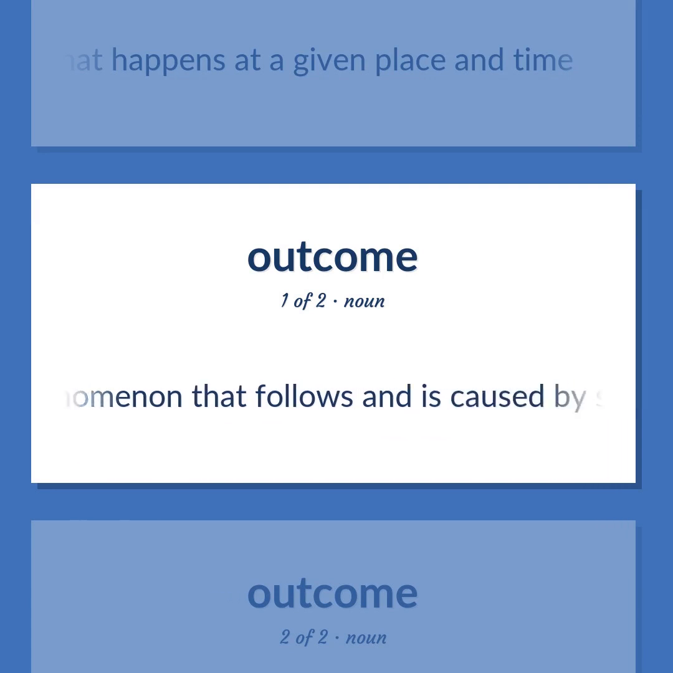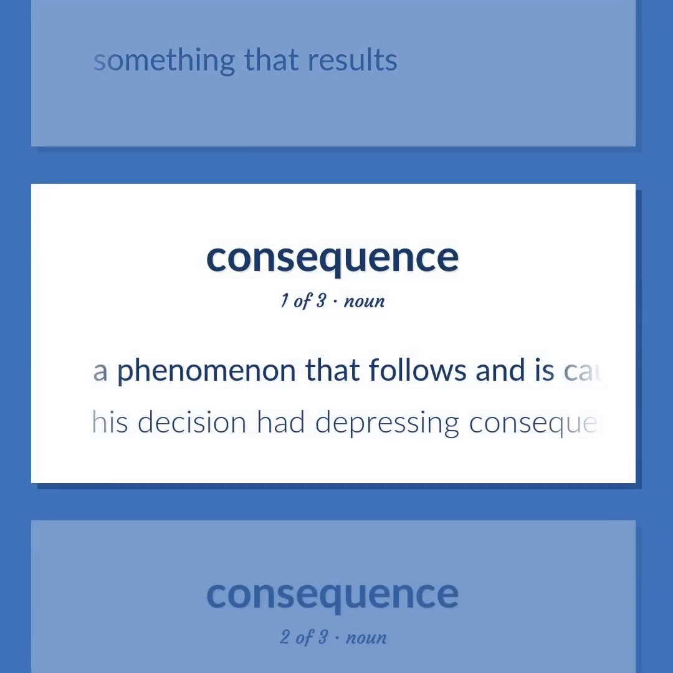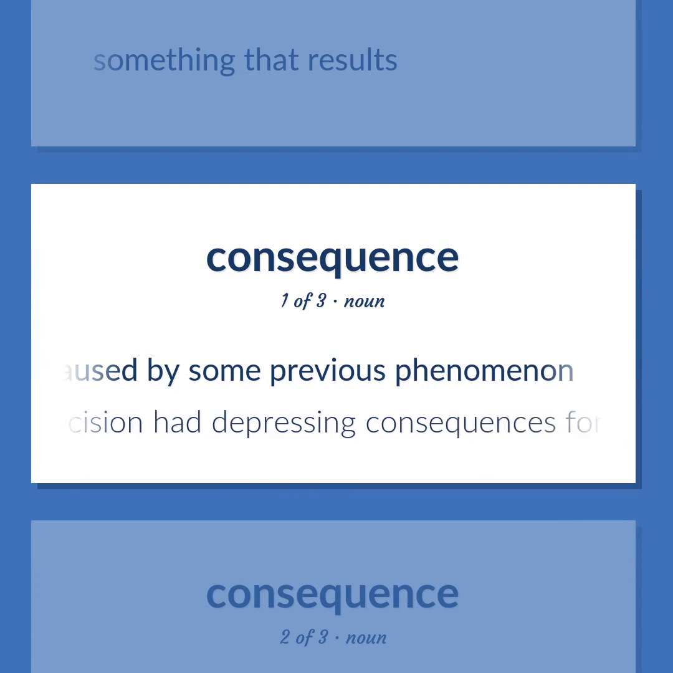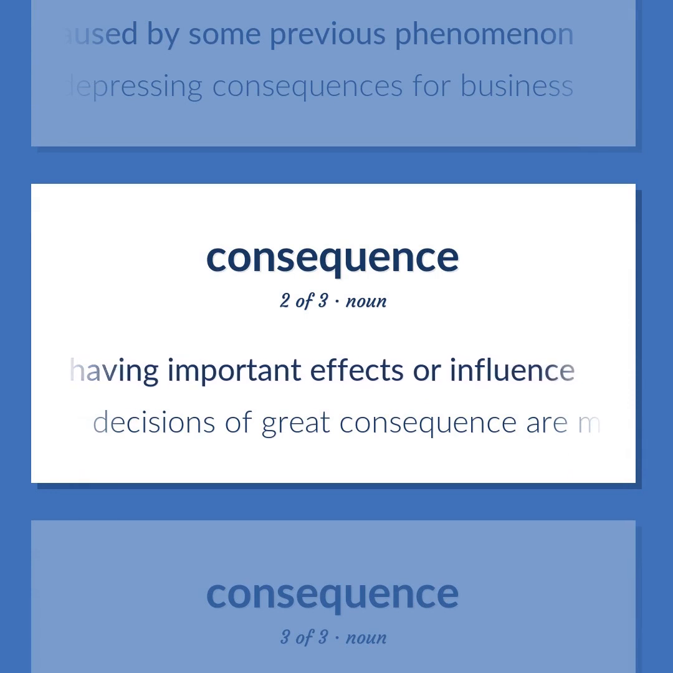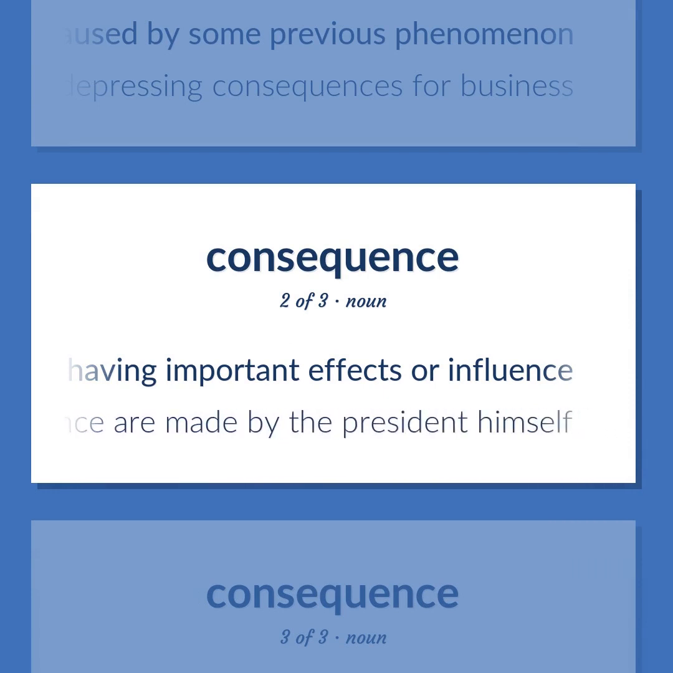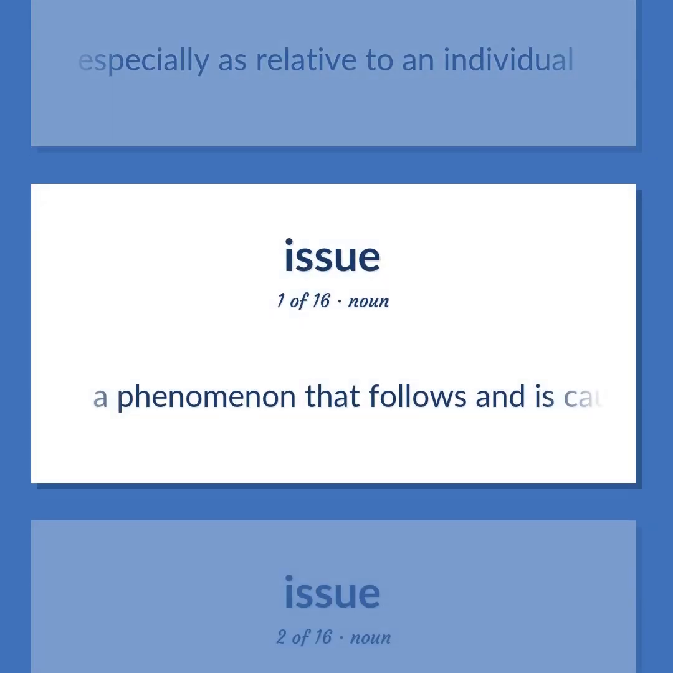A phenomenon that follows and is caused by some previous phenomenon. Something that results. His decision had depressing consequences for business. Having important effects or influence. Decisions of great consequence are made by the president himself. The outcome of an event especially as relative to an individual.